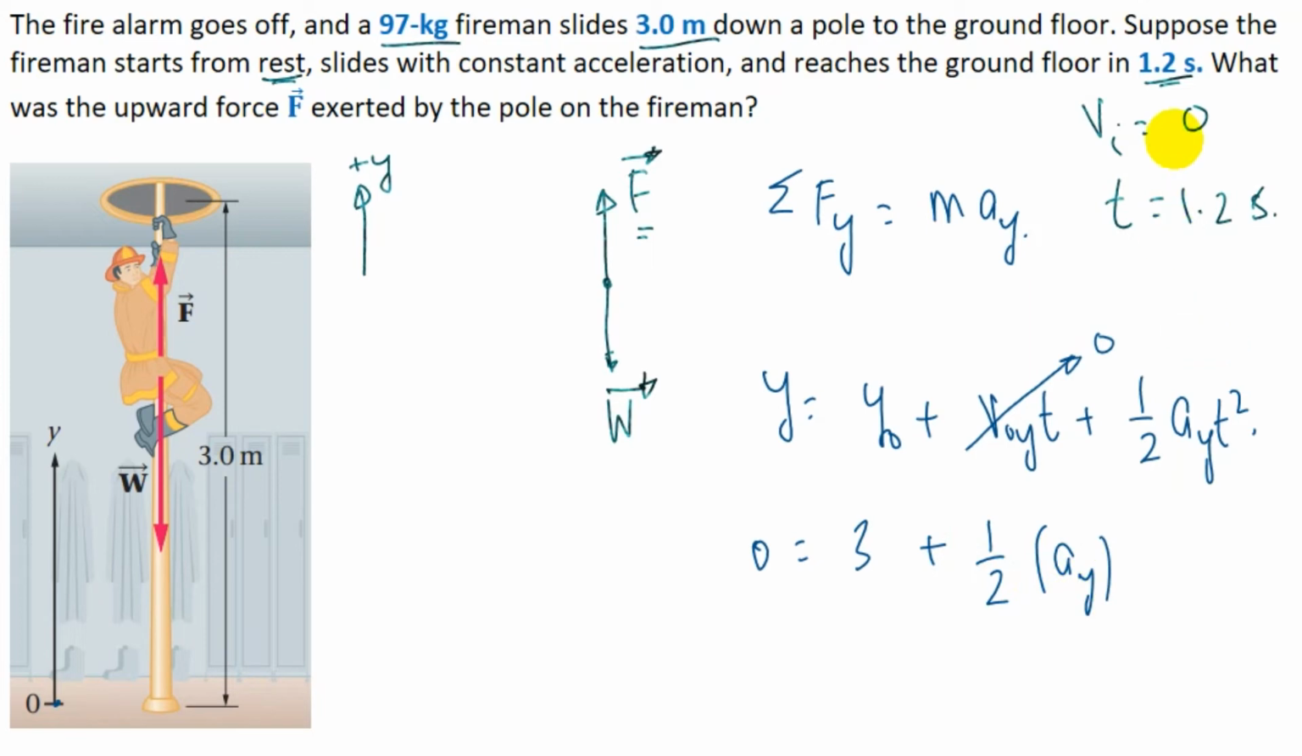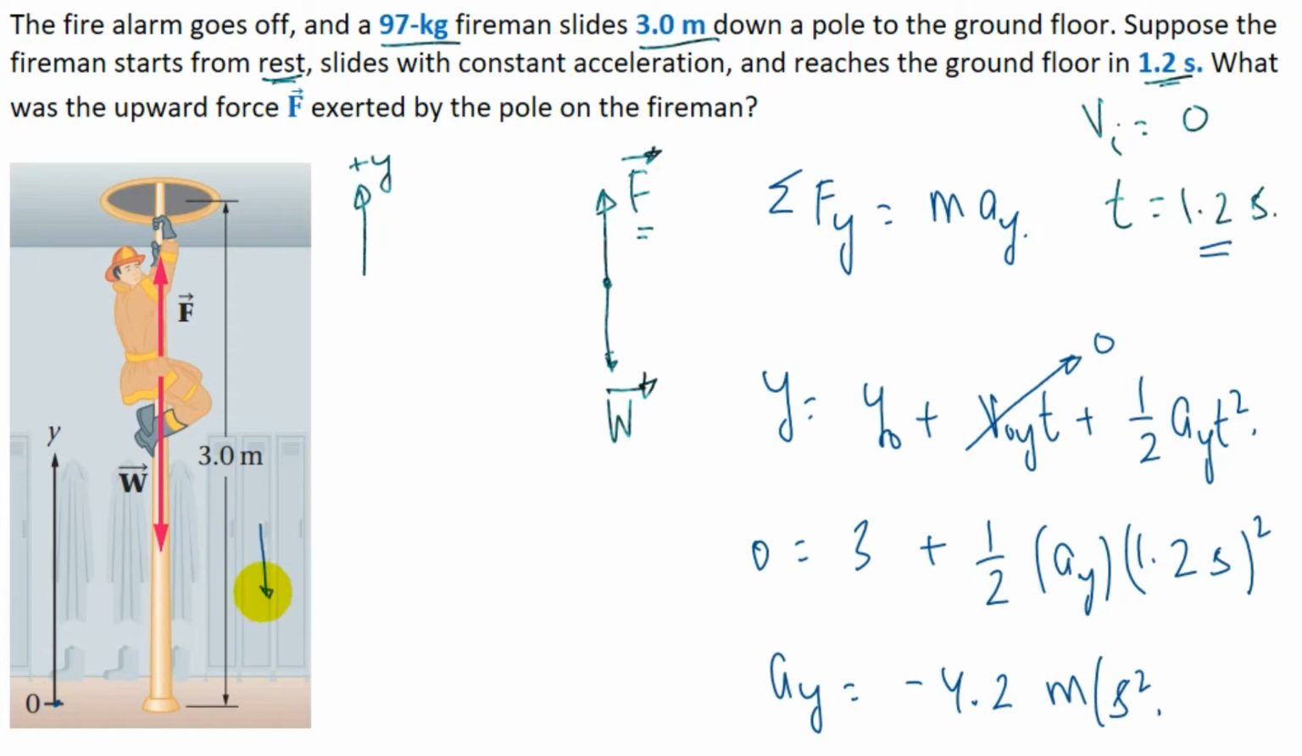Now the time taken by the person to reach the ground is 1.2 seconds. So this is 1.2 seconds and its whole square. From here we can easily find ay, and this value comes out to be negative 4.2 meters per second squared. Why is this negative? Because the acceleration is in the downward direction.